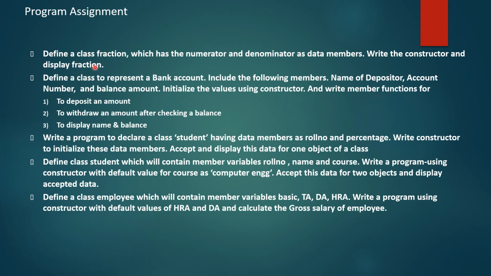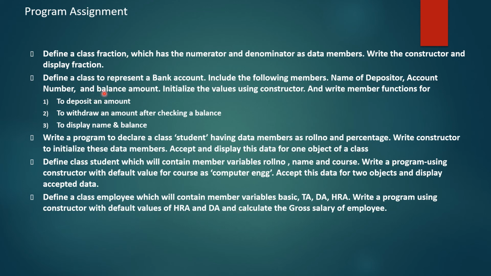So first is display a class fraction which has numerator and denominator as data members. Write the constructor to display the fraction. Here you have to take a parameterized constructor, and you have to declare numerator and denominator as data members and display the value to the user. Displaying the fraction means you have to perform some operations. In the show member function, or otherwise in your parameterized constructor, you can perform the operation, that is numerator upon denominator, and display the fraction.